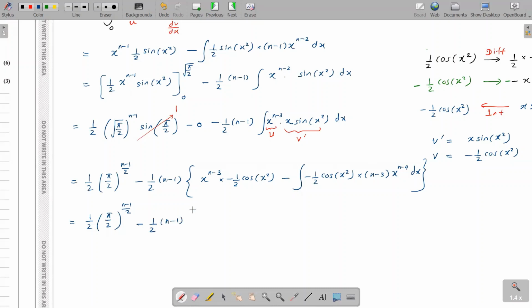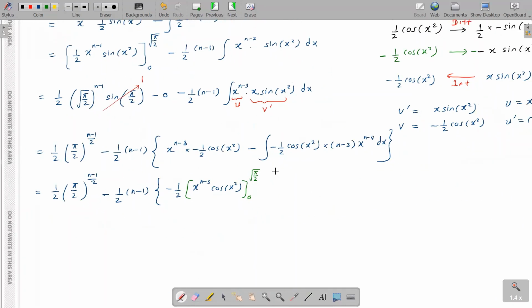Minus half times n minus 1. Okay, so this is minus half x to the power n minus 3 cos x squared. Your limits are from where to where? 0 to root pi over 2, right? Am I correct? Yeah. And here minus minus becomes a plus. You can bring the half and n minus 3 out, which gives me x to the power n minus 4 cos x squared dx.